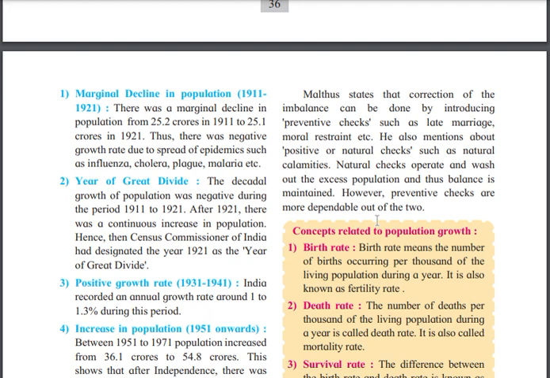So his theory says that our population is increasing at a multiplication level, but our resources are limited. So we need to have preventive checks, like we need to prevent it ourselves, like late marriage. Okay, that is what he had said.